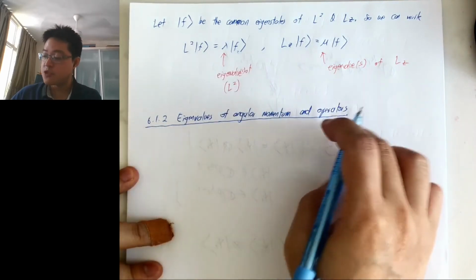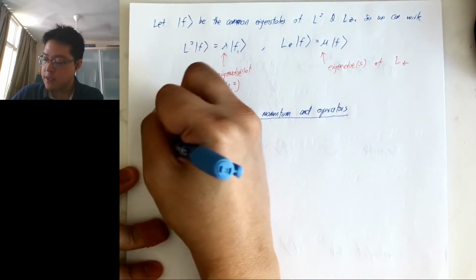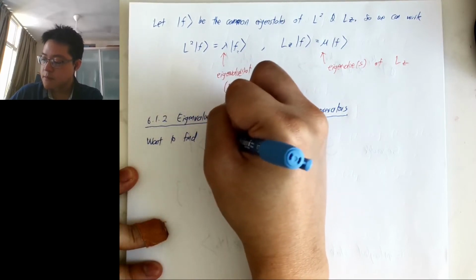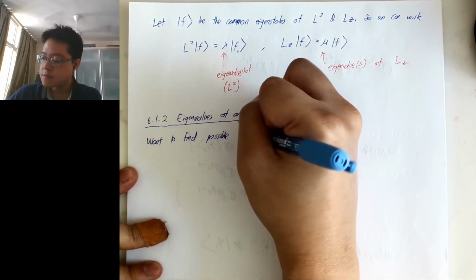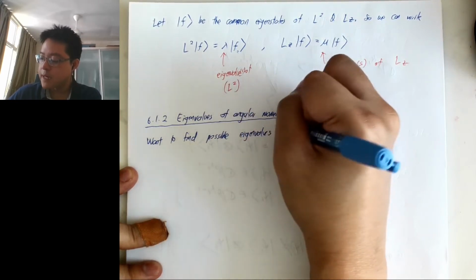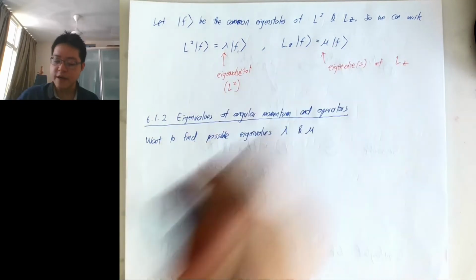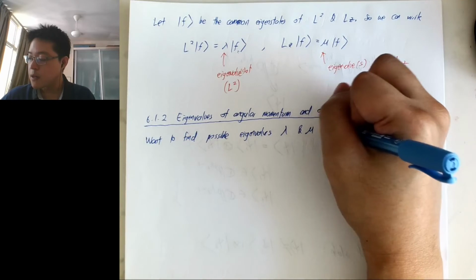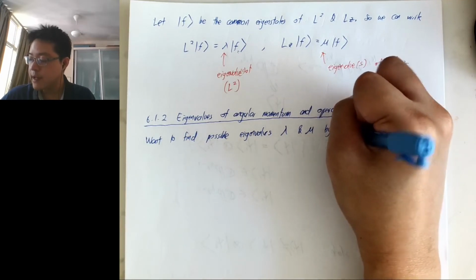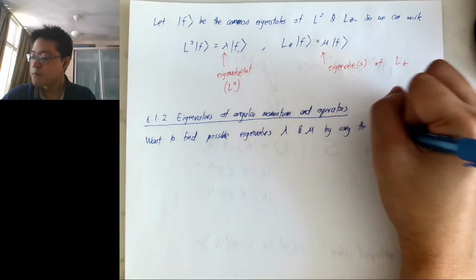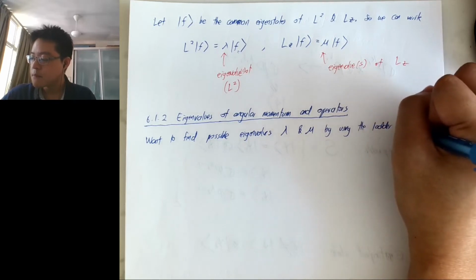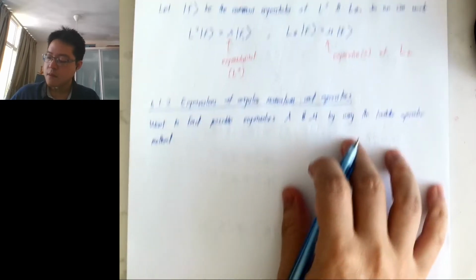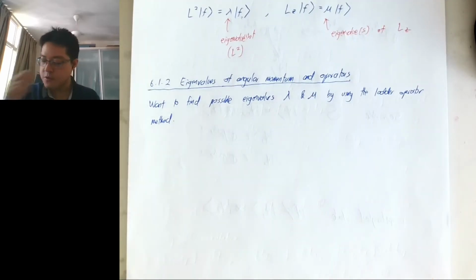So our job here is that we want to find the possible eigenvalues. So what are the numbers lambda and mu? These are unknown variables, so we want to figure out what the possible numbers are. Okay, so we are going to do it by using the ladder operator method. Okay, so that is what we want to do now.